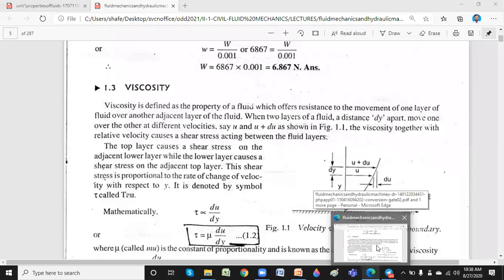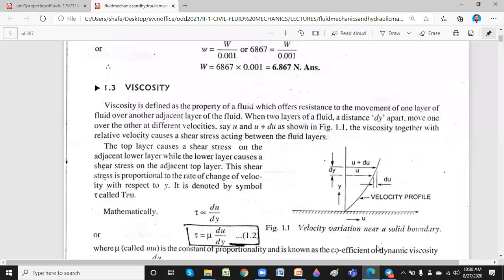I have given clearly the definition of viscosity, its significance, and how it plays a very important role in day-to-day life as well as in different applications. That is one of the important properties of fluid. Once again, it is the property which offers resistance to the movement of one layer of fluid over another adjacent layer of fluid. Let us see how to get the relation for viscosity.